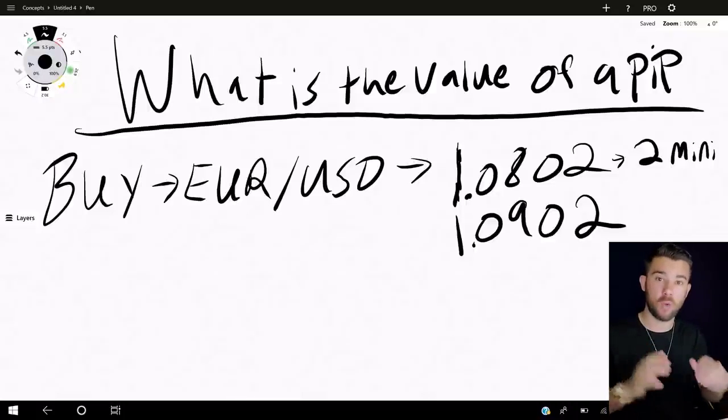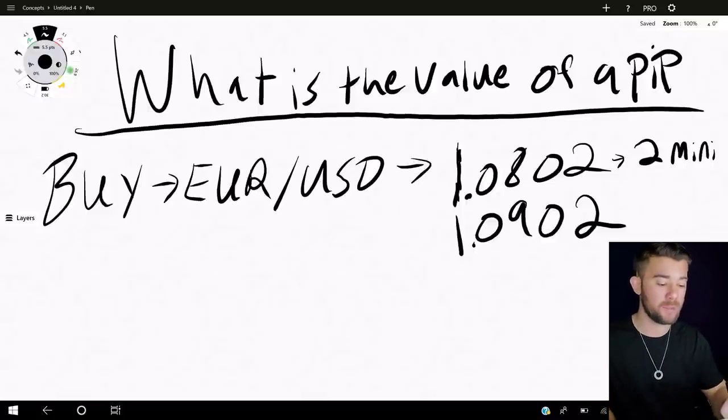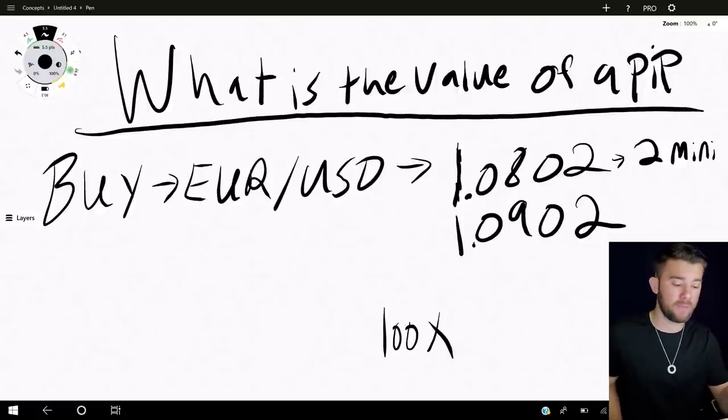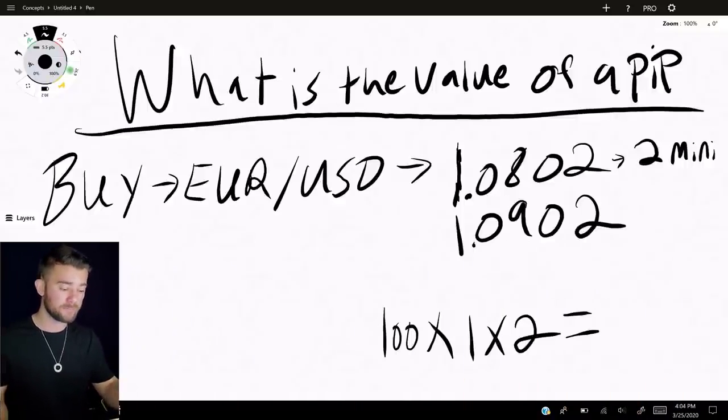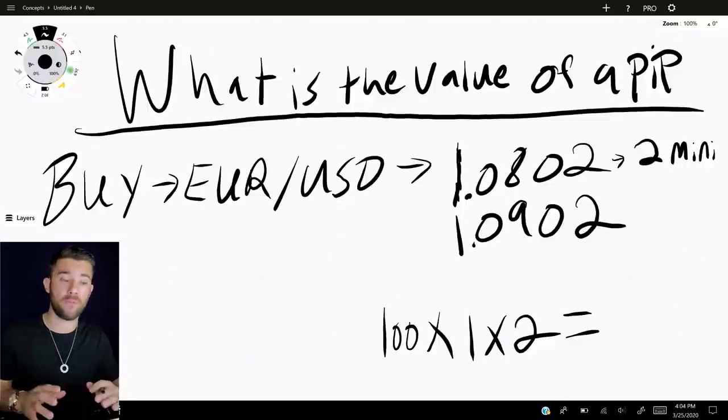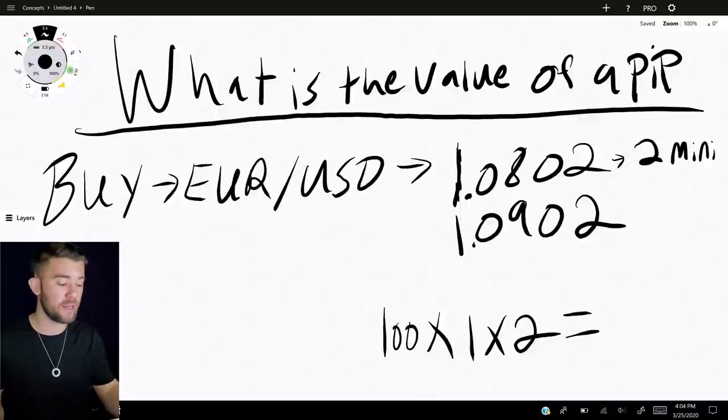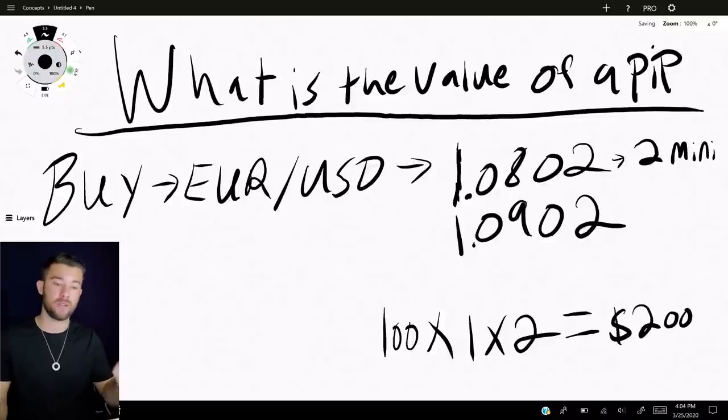So our equation would still be, pips would be 100 times the value per pip when you're trading a mini lot, which is $1, times the amount of mini lots you're trading, which is 2, meaning that your profit on this trade would be 100 times 1, which is 100, times 2, which is the amount of mini lots you're trading. So you would have a profit of $200 on this particular trade.